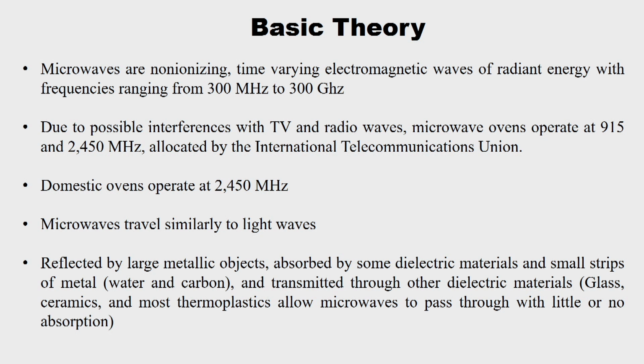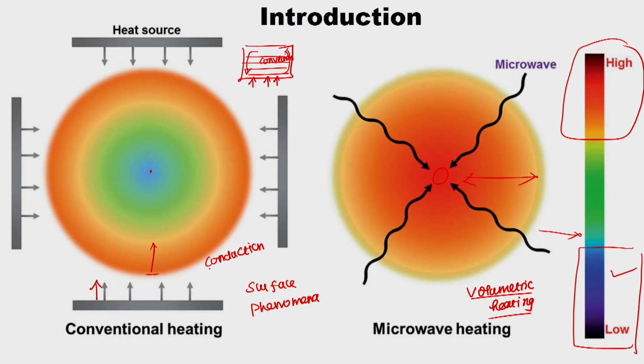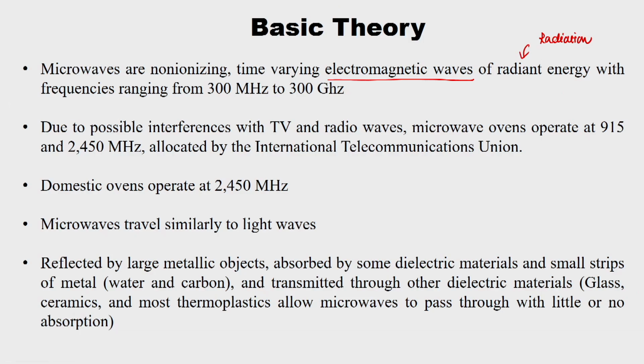So, now we are getting into the basic theory of microwave. Microwaves are non-ionizing, time varying electromagnetic waves of radiant energy. So, this comes under radiation phenomena. What we discussed here is either by conduction or by convection. This comes under the radiation phenomena of heat transfer, and these are electromagnetic waves. Radiant energy with frequencies ranging from 300 megahertz to 300 gigahertz, right.